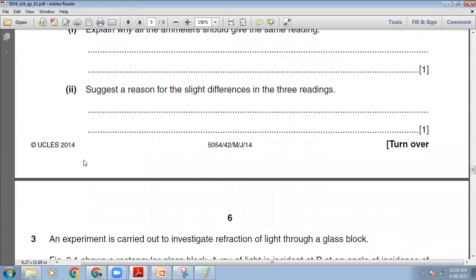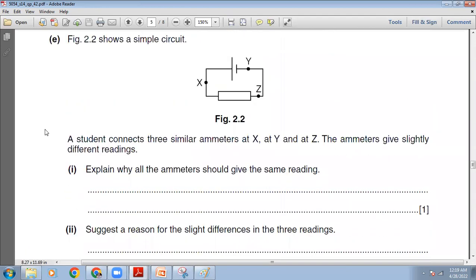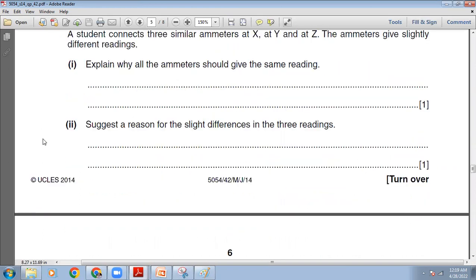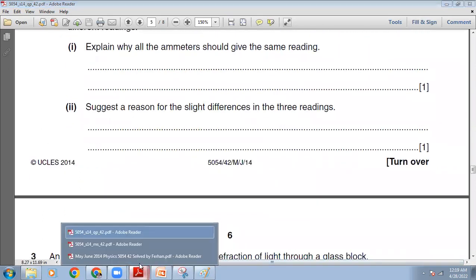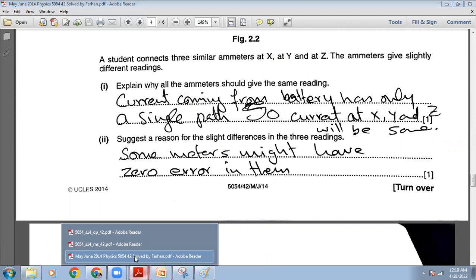Then the question is: suggest a reason for the slight difference in the three readings. There might be some slight difference in the readings because some ammeters might have zero error in them, and that can be one reason. Some of them are a little bit faulty. Some meters might have zero error in them. Okay, that's my written answer.